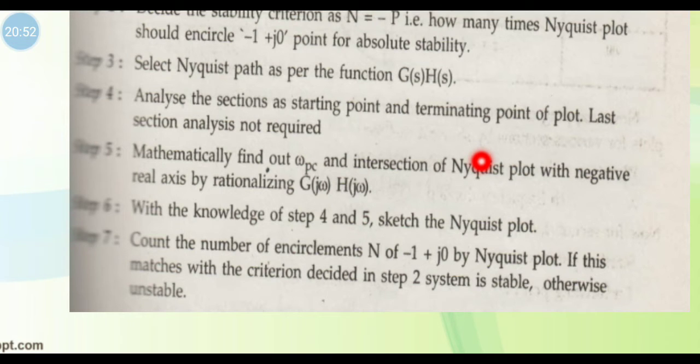Step 5, mathematically find out omega pc and intersection of Nyquist plot with the negative real axis by rationalizing G(j omega)H(j omega). Step 6, with the knowledge of step 4 and 5, sketch the Nyquist plot. Step 7, count the number of encirclements N of minus 1 plus j0 by the Nyquist plot. If this matches with the criterion decided in step 2, system is stable, otherwise unstable. Then we'll see how to find gain margin.